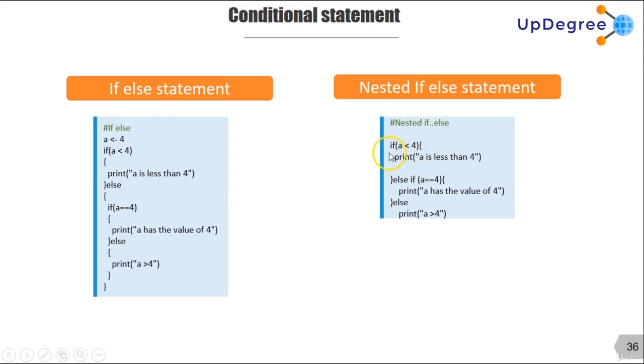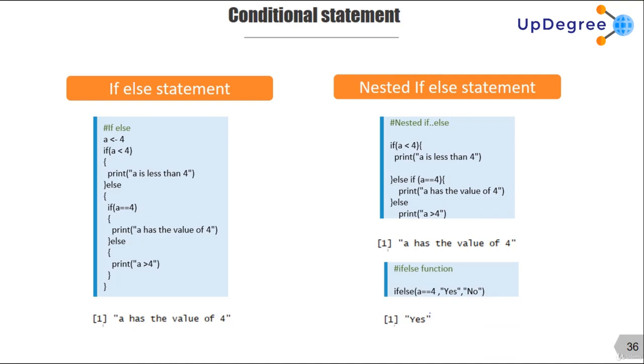So you are saying that if a is less than or equal to 4, print a is less than 4, which is exactly the same as the previous one, but now you are not writing multiple else, rather you are writing else if a equal to 4, then print a has value of 4, otherwise else print a greater than or equal to 4. Now quickly see the output. The output is exactly the same. Here also a has the value of 4, since I have stored 4 in a.